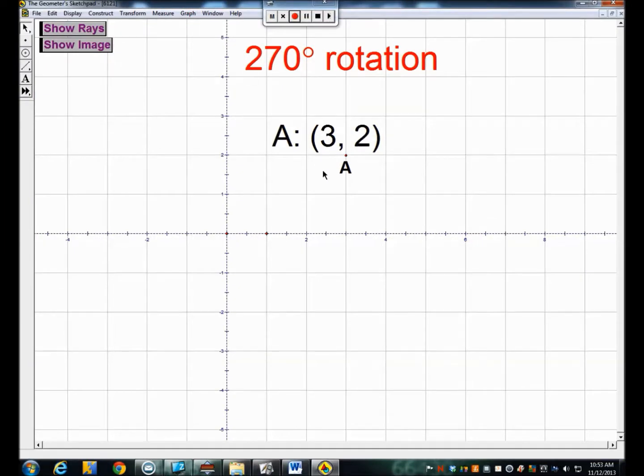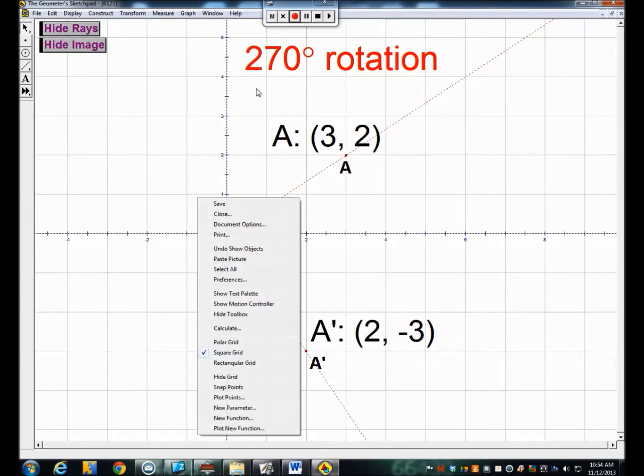So again, here's our 3, 2. Here's our 270 degree rotation. Remember, we're going 90, there's 180, now 270, or this would be our 90 degrees clockwise rotation here. And here's where A prime's located. So we notice again that, like with the 90, they got flip-flopped, but is it the same rule necessarily?